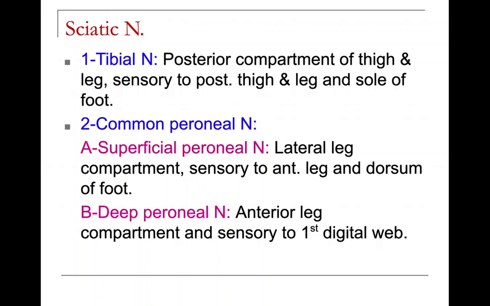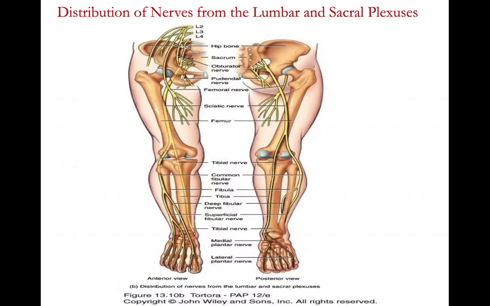So the tibial nerve is going to be one of the branches off of the sciatic nerve. It's going to go to the posterior compartment of the thigh and leg, sensory information to the posterior thigh and leg, and to the sole of the foot. So then the common peroneal nerve will come off and branch into the superficial peroneal nerve to the lateral leg compartment, and it'll be sensory to the anterior leg and dorsum of the foot. The deep peroneal nerve will go to the anterior leg compartment and gives sensory information to the first digital web. So here you can see the nerves, how they come off and branch down into the leg.